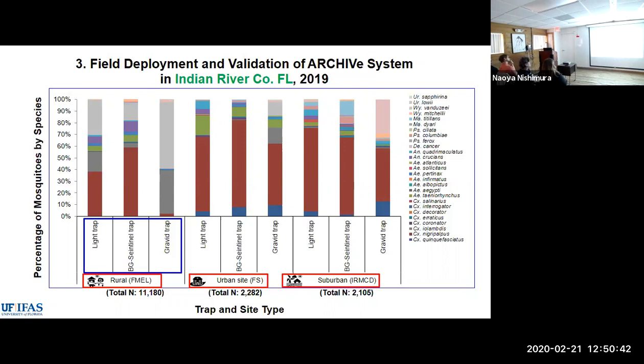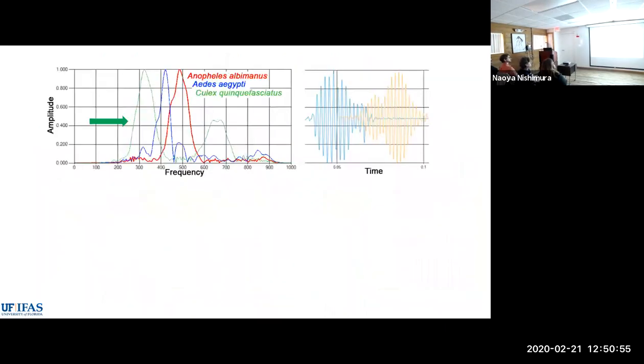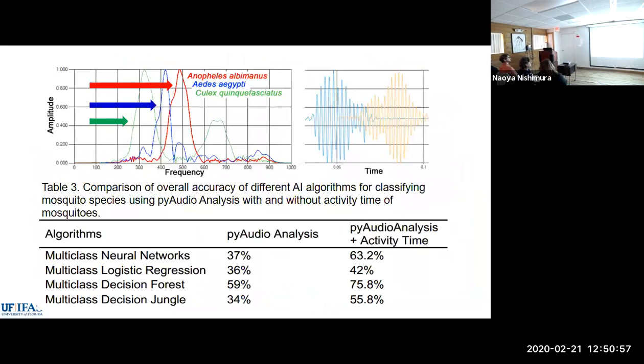And then in Utah, of course, we found fewer mosquito species. The predominant species was Culicoides. And then we processed all the files we collected in the field. It was 0.5 million files.